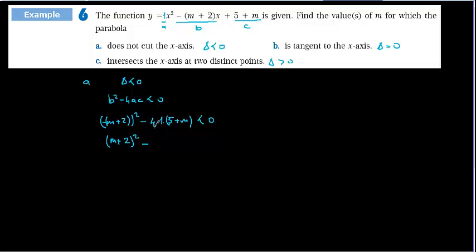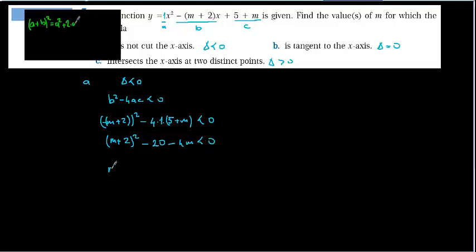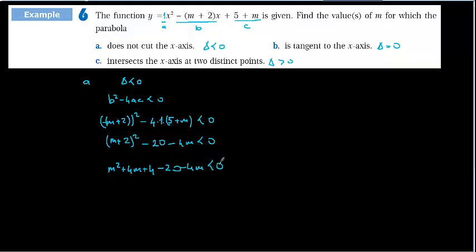So minus 4 times 1 times 5 is equal to minus 20, and minus 4 times m is minus 4m, and it must be less than 0. So m squared plus 4m plus 4 minus 20 minus 4m is less than 0. When you simplify this, the 4m cancels, and 4 minus 20 is equal to minus 16, which means m squared minus 16 is less than 0.